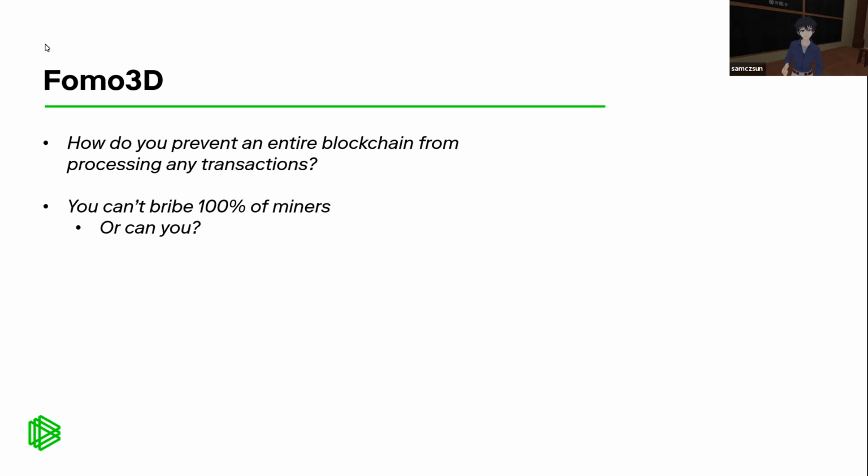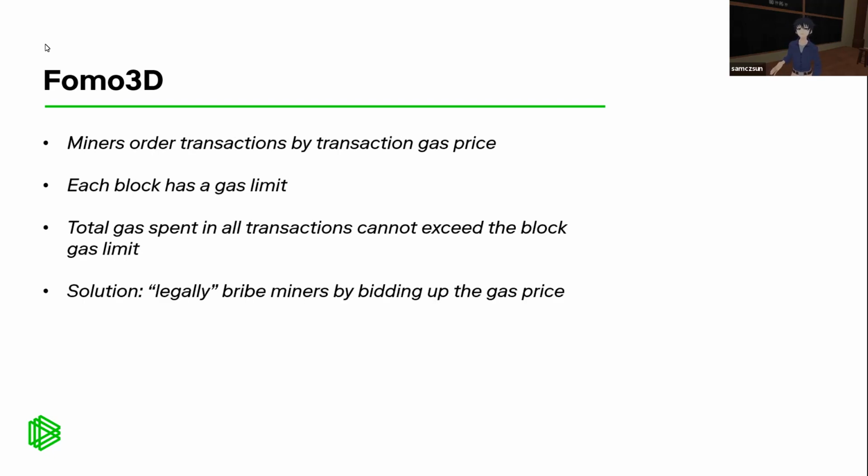Or can you? Well, if we think about it, miners order transactions based on gas price. This is just the economically correct choice to do. And every block has a gas limit, which is intended to prevent miners from creating a huge block that no one else can validate, which means that the total amount of gas spent by all transactions in a block can't exceed the block gas limit itself. So maybe you can legally bribe miners by simply bidding up the gas price and just using up all the gas in the block.